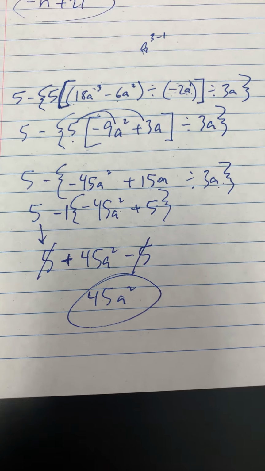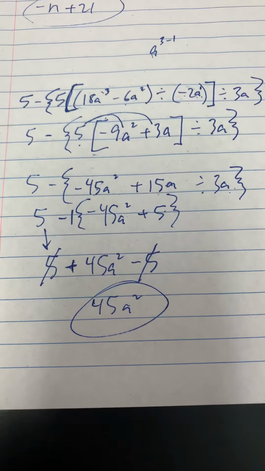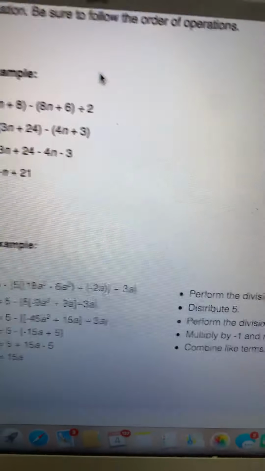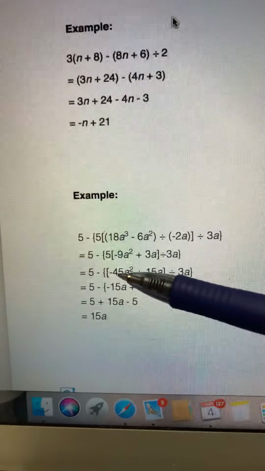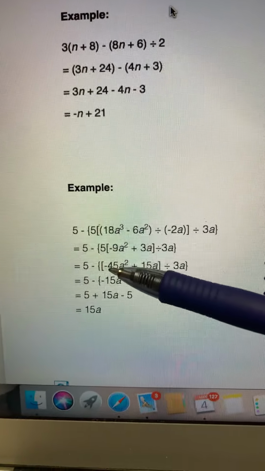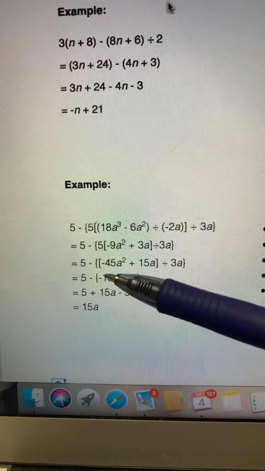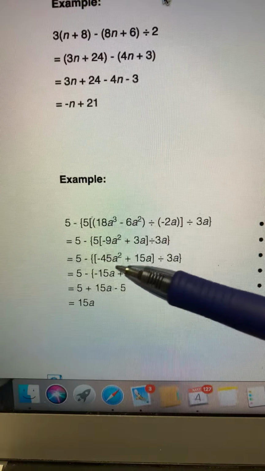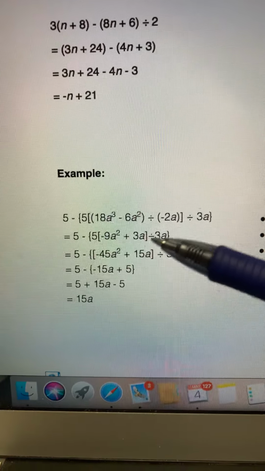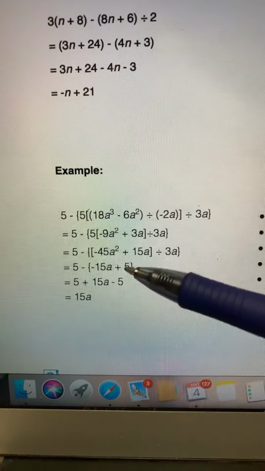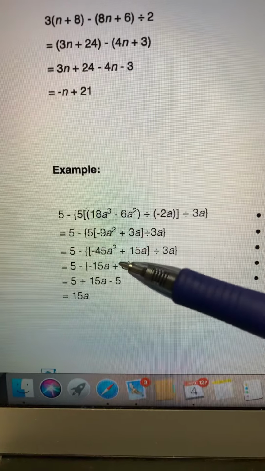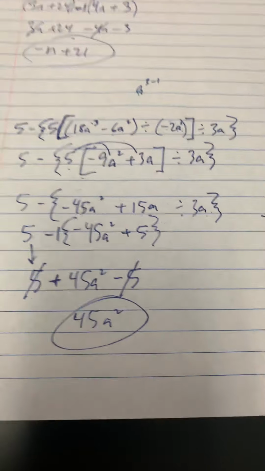So I actually disagree with what Ignitia came up with. The way they did it, after they distribute that 5, they don't remove the grouping symbol. Then they went negative 45a squared divided by 3a gives you negative 15a, and 15a divided by negative 3a gives you 5. Well, that changes everything from what we did. I actually believe that this is correct right here.